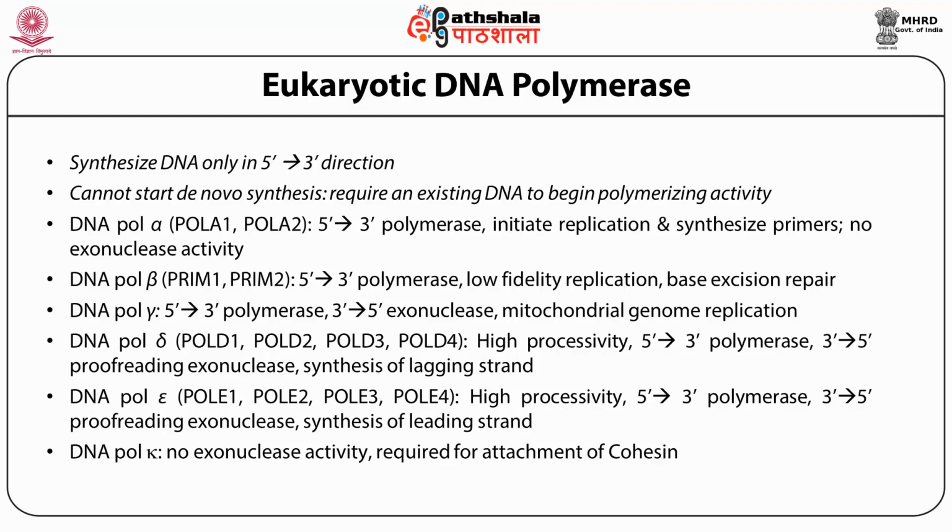Pol delta shows high processivity 5' to 3' DNA polymerase activity and 3' to 5' proofreading exonuclease activity, and is mainly involved with synthesis of the lagging strand. Pol epsilon again is a high processivity 5' to 3' polymerase showing 3' to 5' proofreading exonuclease activity, mainly involved with synthesis of the leading strand. Pol kappa does not have any exonuclease or polymerase activity so far, but is required for attachment of cohesin.